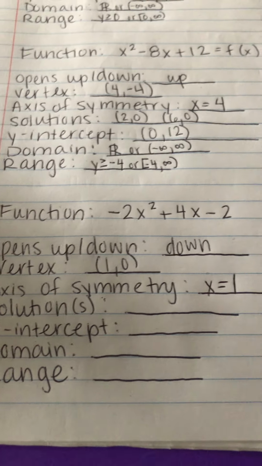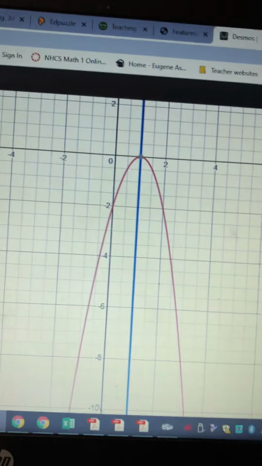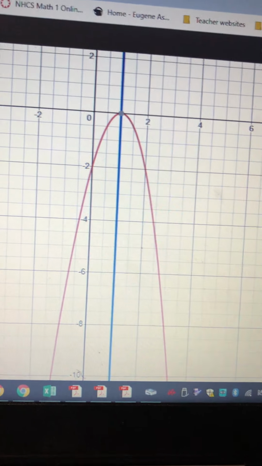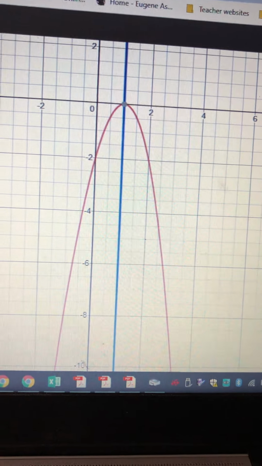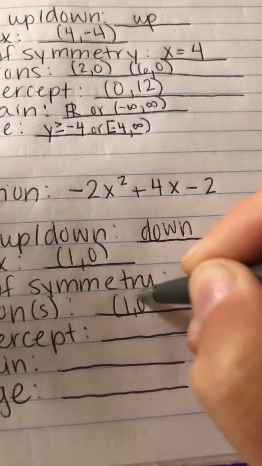Our solution, so remember that's where it crosses the x-axis. And in this case, it only crosses the x-axis one time, and it crosses on that vertex. So we only have one solution here, and that is going to be the same as our vertex. It's going to be 1, 0.